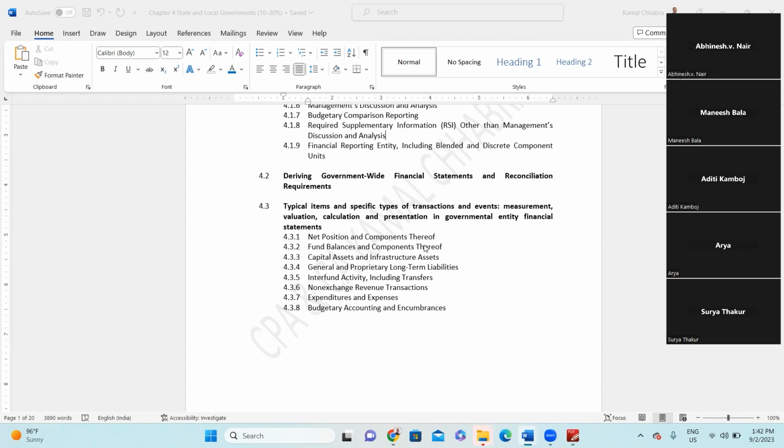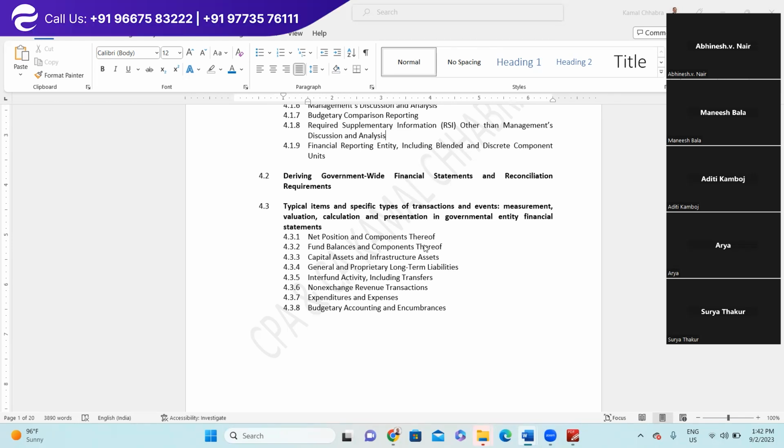Next is fund balances and components thereof. Same way for the respective fund, we need to prepare a movement statement. What was the opening balance? What is the addition to that fund? How much of the fund has been utilized? How much of the fund has been forfeited? And what is the remaining fund balance? So that movement statement we need to give for the respective fund.